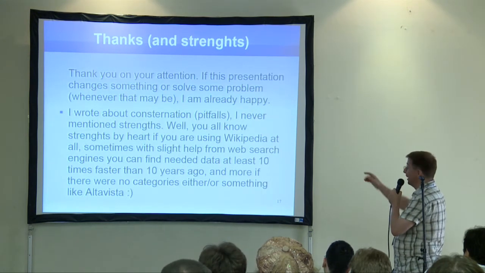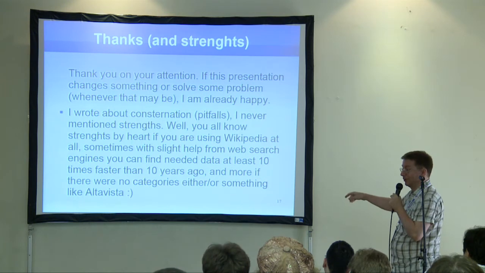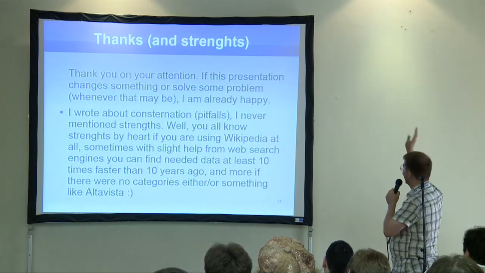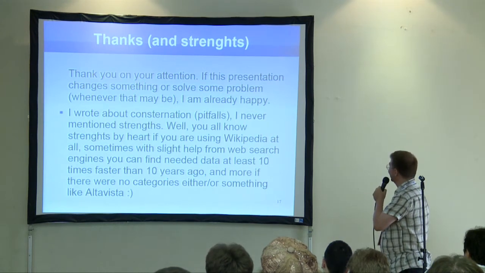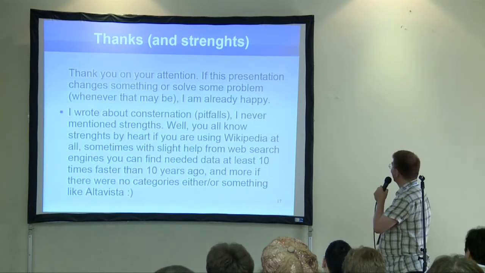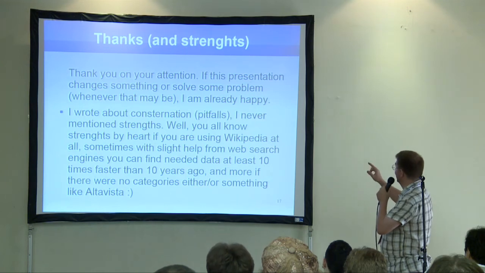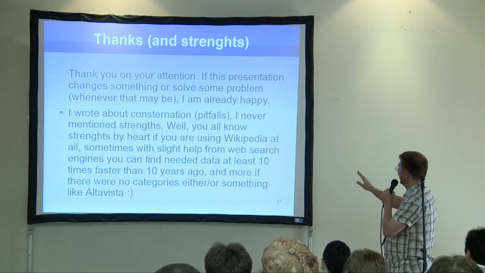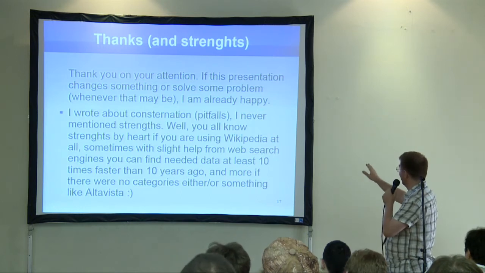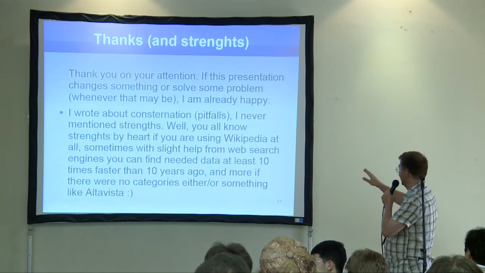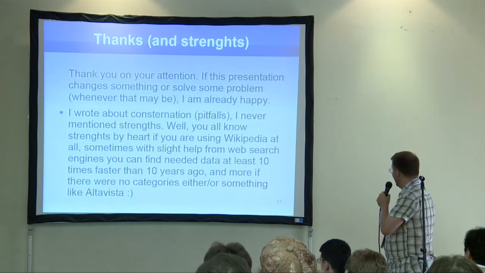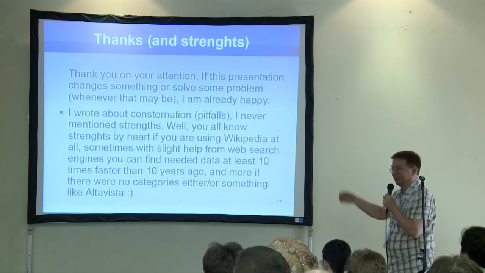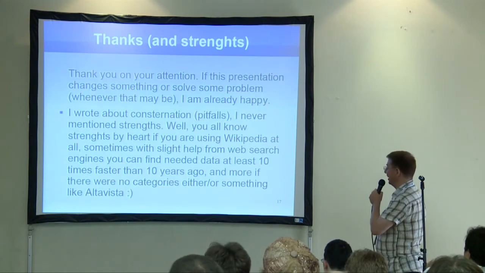Thanks. And strengths: I talked only about pitfalls. Thank you for your attention. If this presentation changes something or solves some problem, whenever that may be, I'm already happy. I wrote about considerations and pitfalls, so I never mentioned strengths. Well, you all know the strengths by heart if you are using Wikipedia at all. Sometimes, with slight help from web search engines, you can find the needed data at least 10 times faster than 10 years ago, and more if there were no categories, or something like Alta Vista. Hasta la vista, Alta Vista.